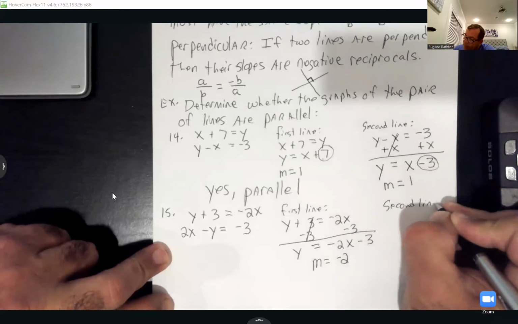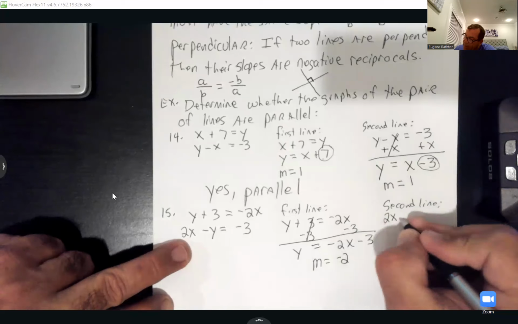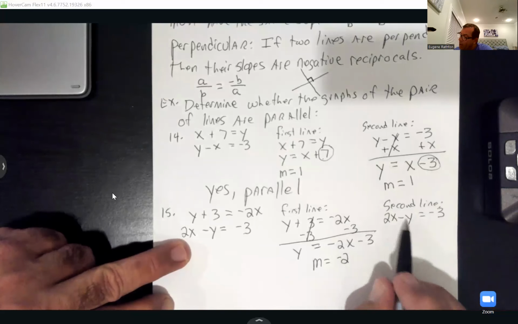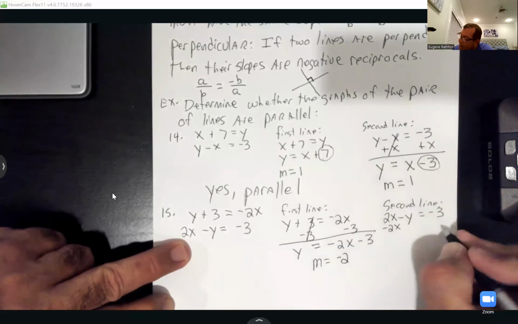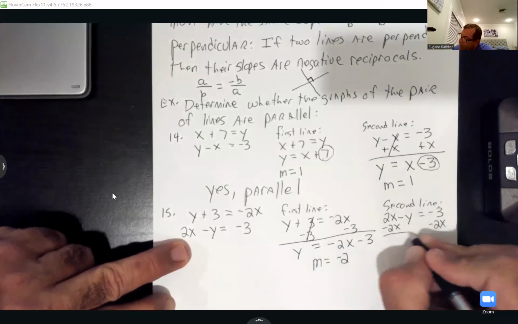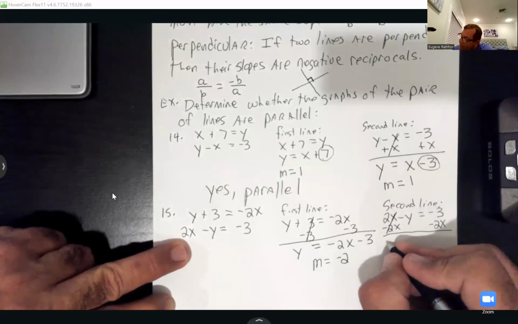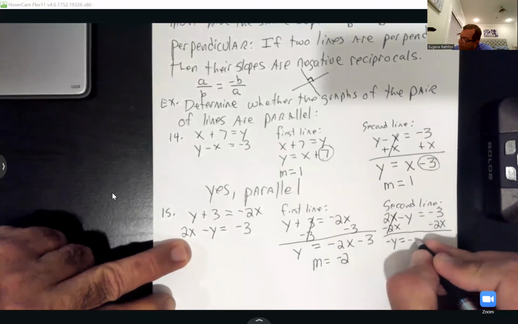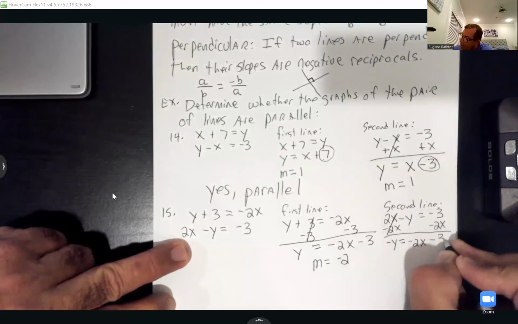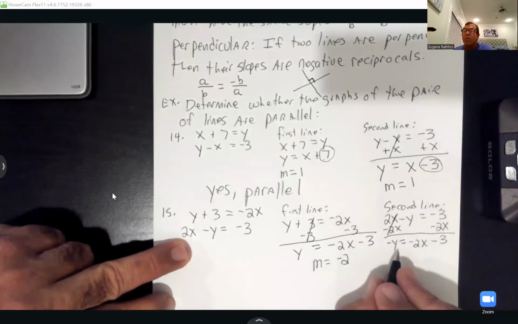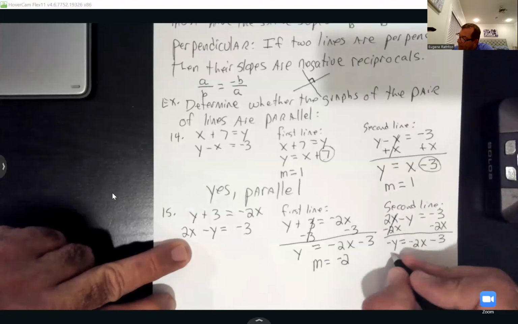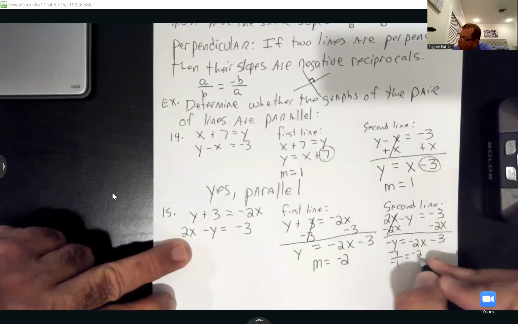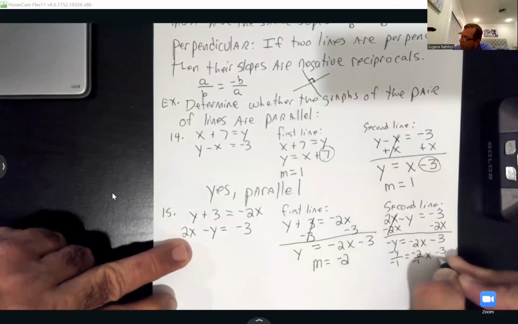Second line, we got 2x minus y equals -3. All right, get the negative y by itself by subtracting 2x. Well, y'all, the x's cancel on the left side. I get -y equals. So y'all gonna put these in order: -2x, and then bring down my -3. But remember, the y has to be positive. It can't be negative. So you're going to come in and divide everybody by that -1.